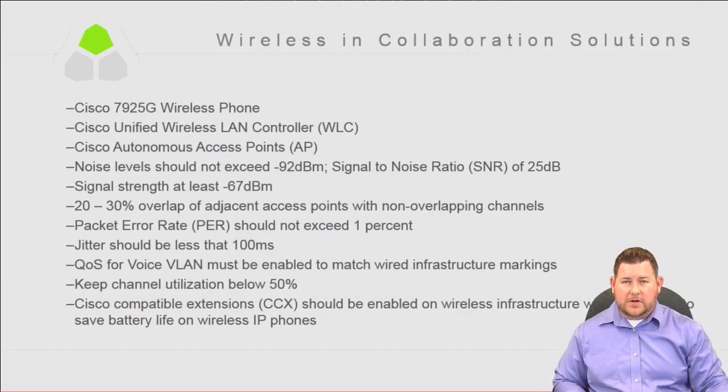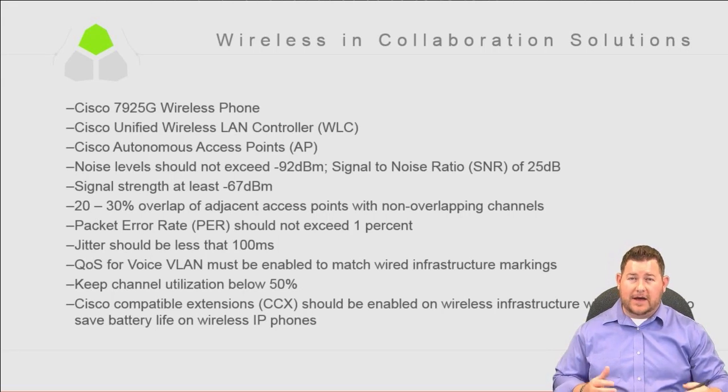Last thing here, Cisco Compatible Extensions, CCX, should be enabled on wireless infrastructure where possible to save battery life on wireless phones. Basically, it's a way to optimize performance on the phone. If it's not being used, it can go into a mode where the phone only communicates at certain points, because it's running these CCX extensions. So any questions on that? Does that make sense, guys?